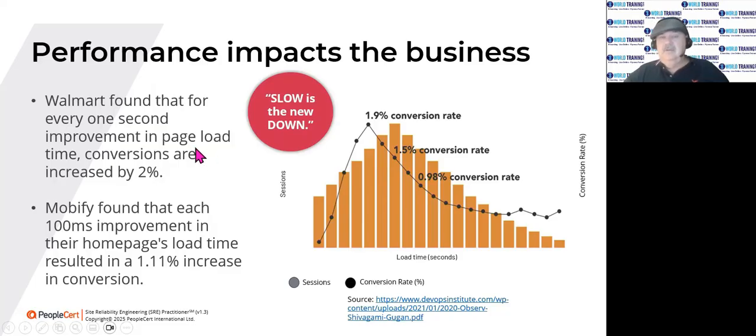And it could be number of customers. It could also be a number of purchases as well. So Mobify is another customer use case that found that every 100 milliseconds improvement in their homepage load time resulted in a 1.1% increase in conversion.